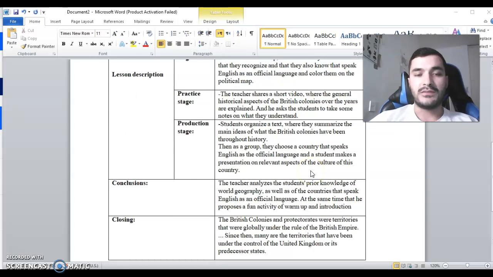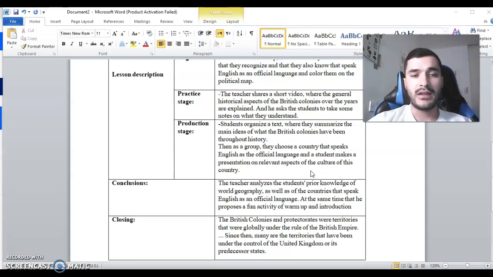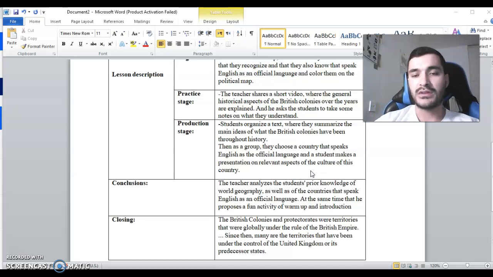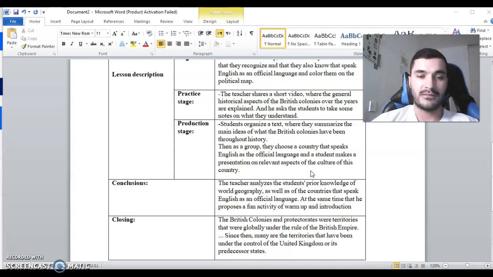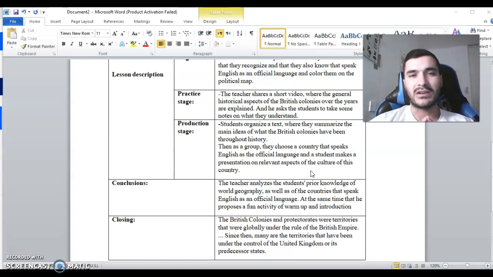In the production stage, the students organize a text where they summarize the main ideas of what the British colonies have been throughout history, and then as a group they choose a country that speaks English as the official language, and students make a presentation about the relevant aspects of the culture of this specific country. So to conclude, the teacher will analyze in general, all over the class.